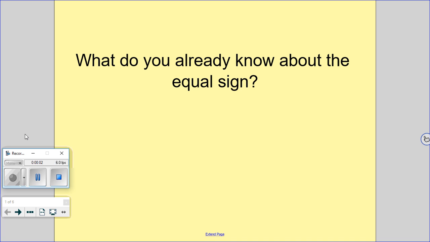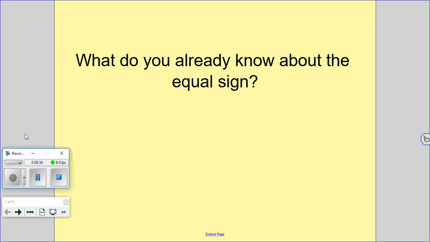Question. Today, what do we already know about the equal sign? What's something that we know about the equal sign? What do you know? Mason, what do you know? That if something plus something equals something, then... like... It's sometimes hard to put into words.